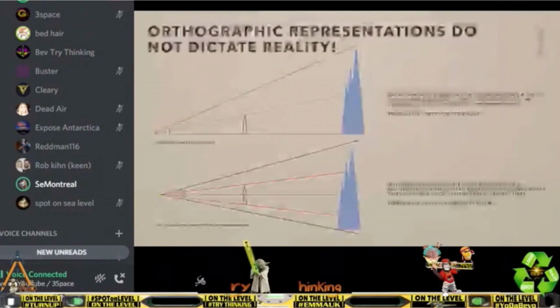Now I'm showing it again with orthographic representations. They do not depict reality. The reason for that is because it just takes it as a single triangulation angle from the ground. There's no perspective taken into account. The bottom one, it's also not reality, but it's sort of a perspective orthographic representation because it takes two angles.